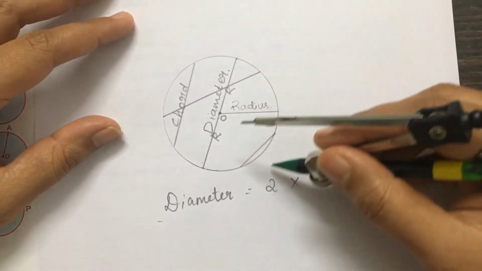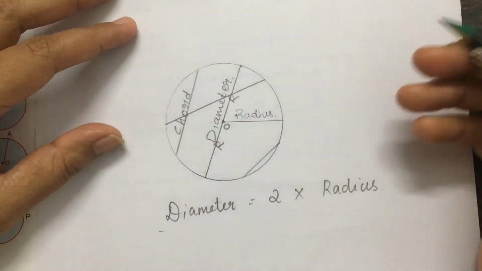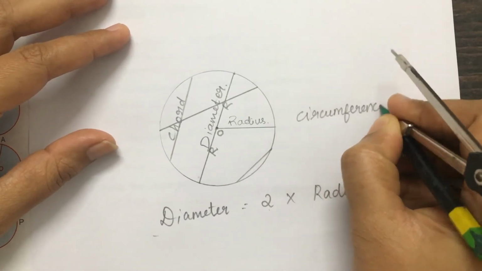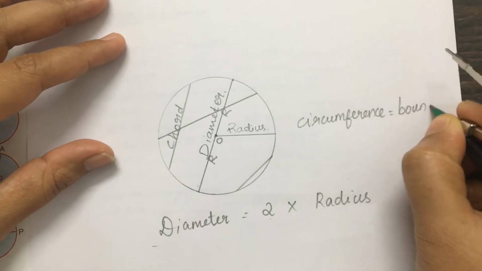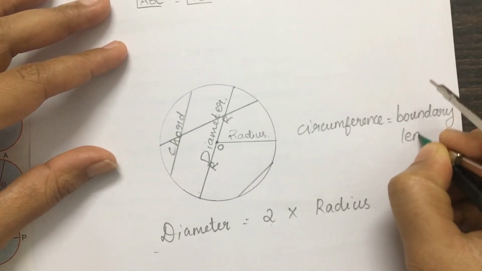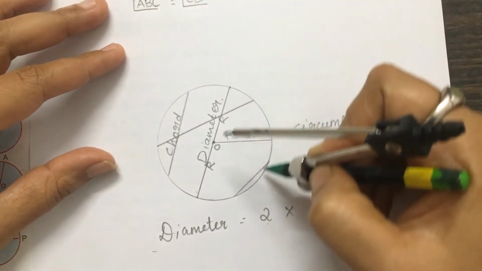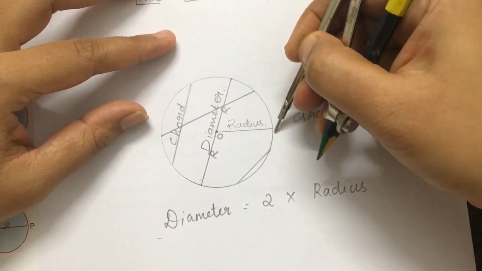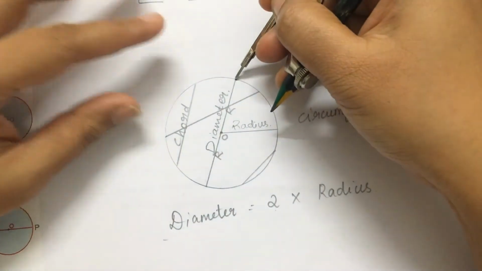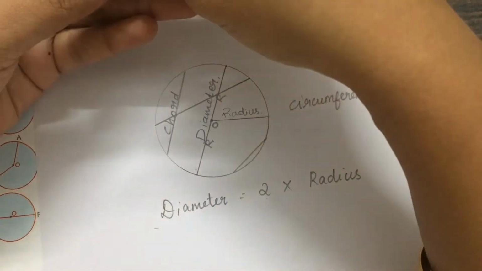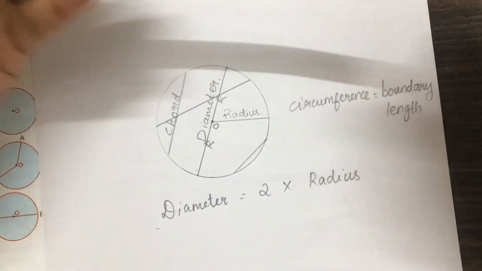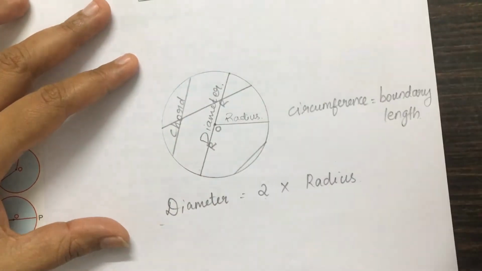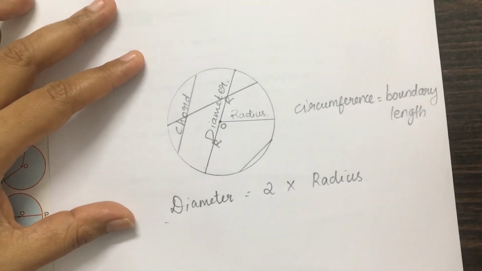The perimeter of the circle is called the circumference. Circumference means the perimeter of the circle, which means the boundary length. See this distance. You can measure it using a thread, and then you will measure it using a scale. So this is the circumference. The length of the boundary is called the circumference of the circle.